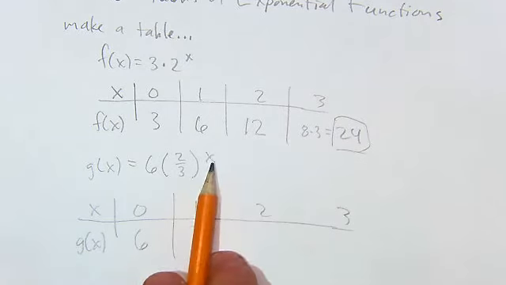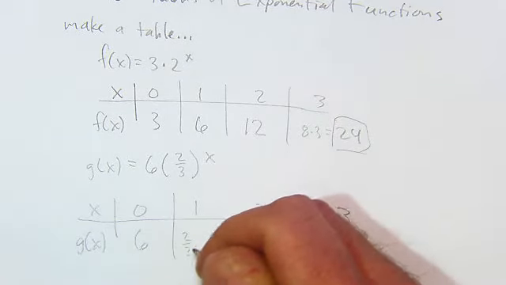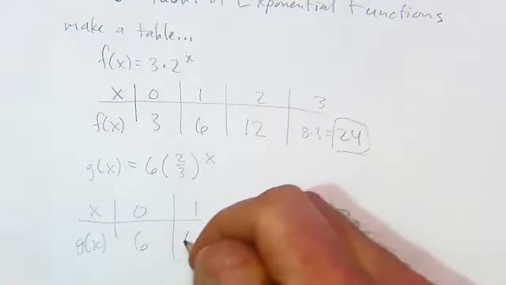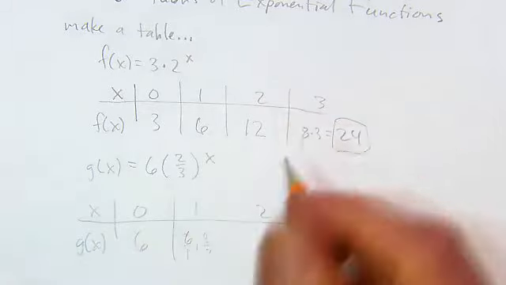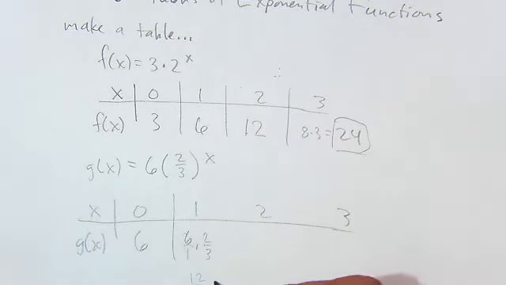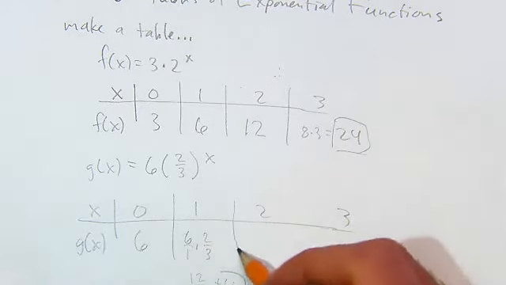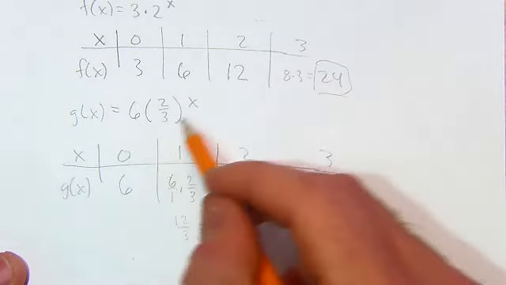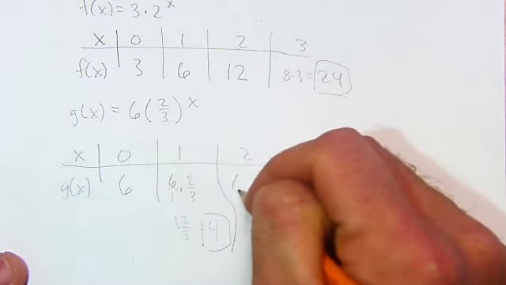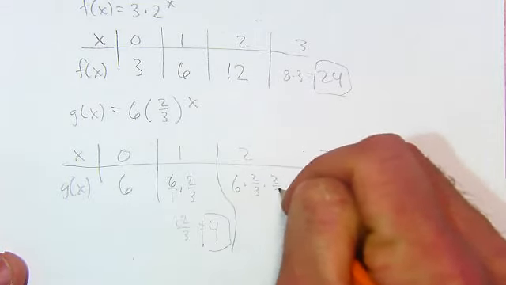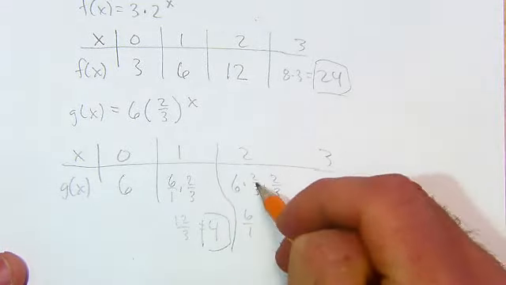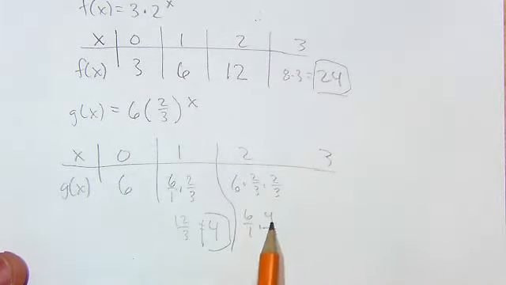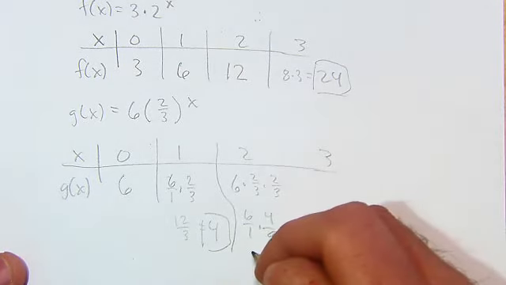2/3 to the 1, well, that just means 2/3. So we're talking 2/3 times, I mean, the order doesn't matter, but if you want to put the 6 over 1 in front, times 2/3, 12/3 equals 4. Okay. Now we're talking 6 times 2/3 to the 2. So really we're talking 6 times 2/3 times 2/3, right? So 6 over 1, 2/3 times 2/3 is 4/9, right? Multiply across, so we're talking 24 over 9.